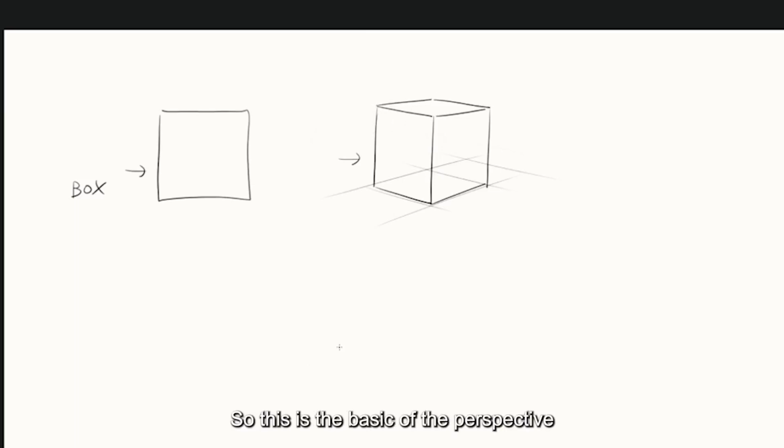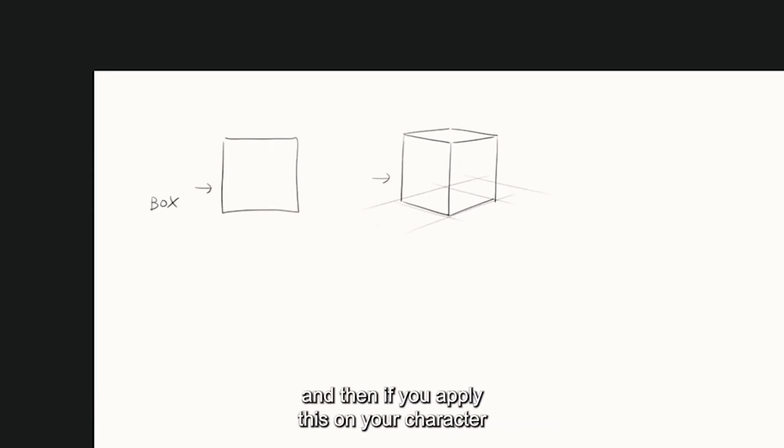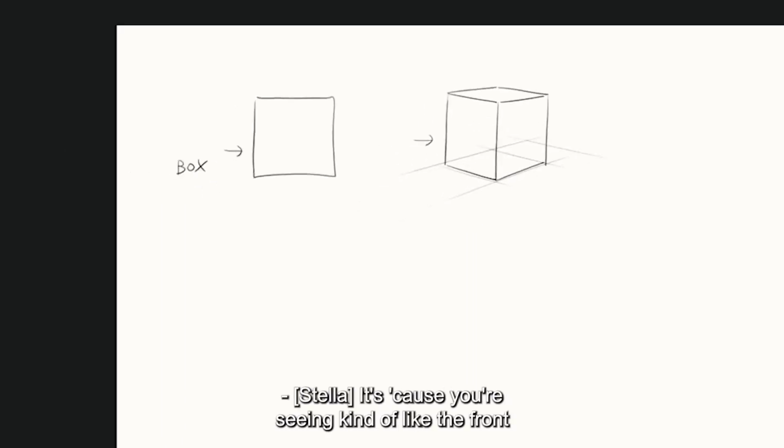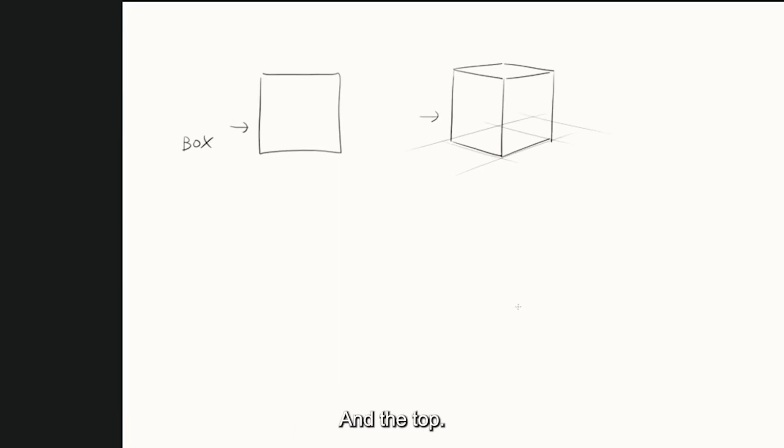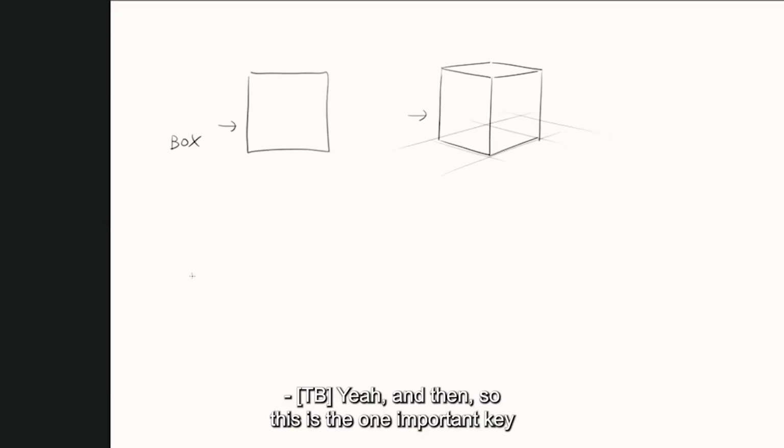So this is a little basic of the perspective, and if you apply this on the character, you can draw the character really dimensional. It's because you're seeing kind of the front and the side when it's in perspective, right? And the top. Yeah.